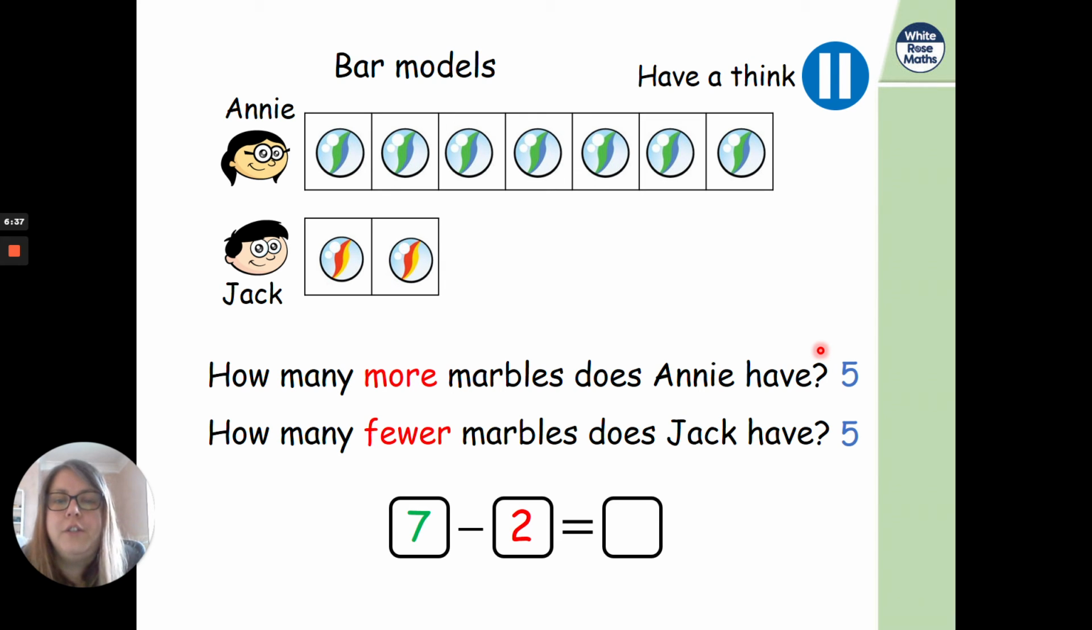Well done. So we know that we can also work it out by if Annie has 7 marbles and Jack has 2, finding the difference is basically taking that number away from that number, which is what you've been doing. So although I've been trying to show you other ways to work it out, just to confuse you, because that's what we do, you can actually work it out by doing 7, take away 2, which gives you 5. Perfect. Well done, Nottingham, if you've done that.